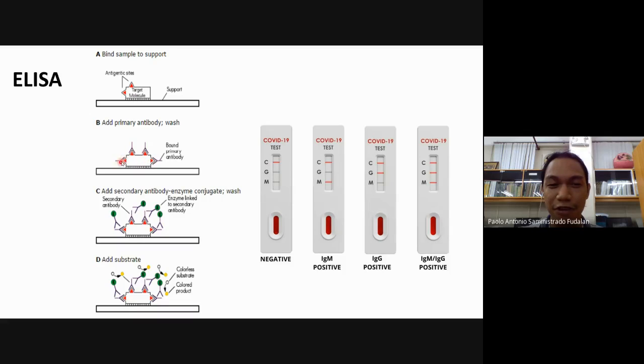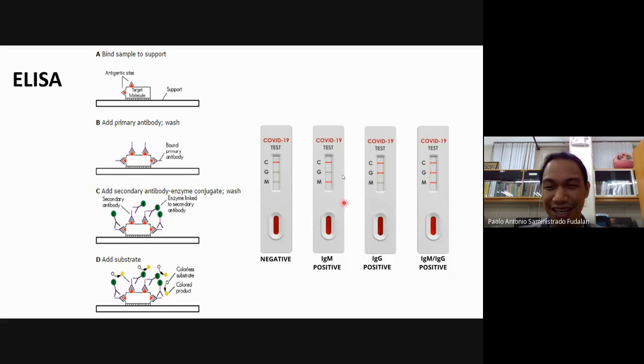Only those that will stick will stay. Next, a secondary antibody for your primary antibody will be added. And if your primary antibody is stuck there, the secondary antibody will also get stuck. What's more is they contain an enzyme, a peroxidase enzyme. And then lastly, a chromogen will be added. And the chromogen will react with the enzyme from the secondary antibody and will change color. And meaning to say that you have the antibody for SARS-CoV-2 and that you have COVID-19.